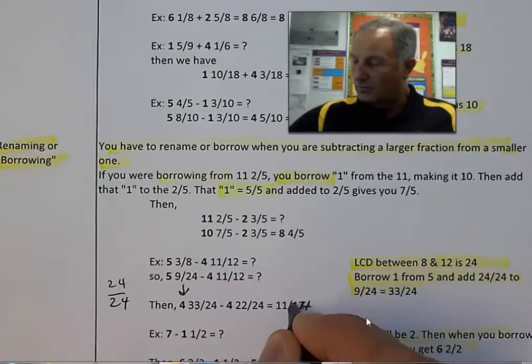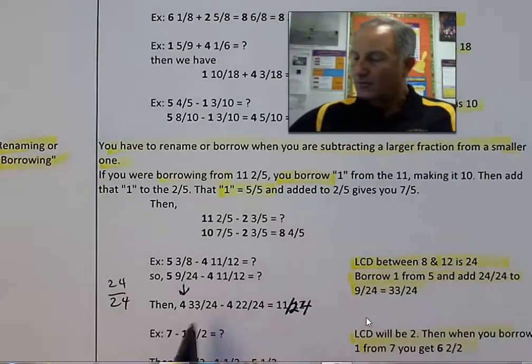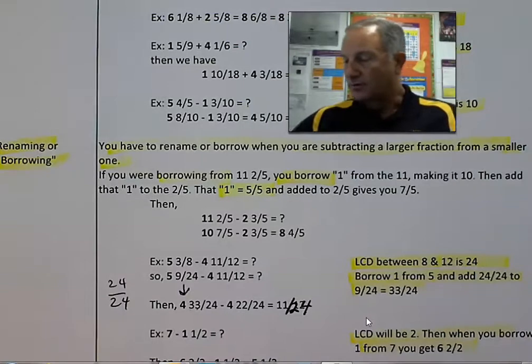Boy, really messed up typing that out. So, and then the 4 minus 4 gives me 0, so I'm just left with 11/24. Okay?